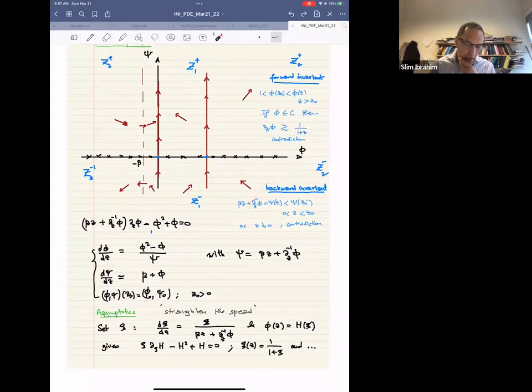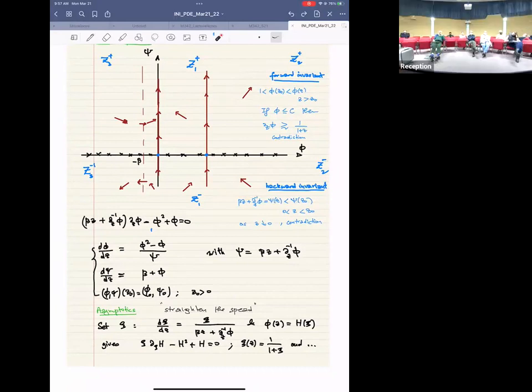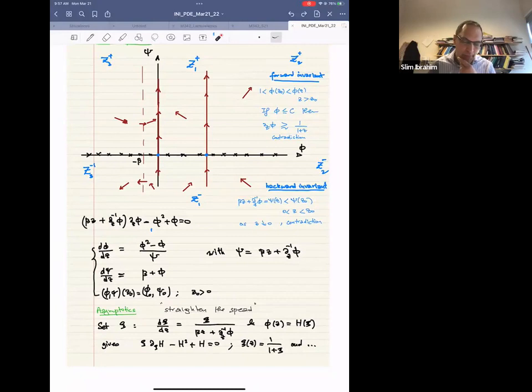Our target was looking for bounded solutions, and we found them only in this region. If you assume that you have a bounded solution here, you get a contradiction. If you assume it here, you get a contradiction for different reasons. Probably I won't have time to do that. So this is about the construction of the profiles.